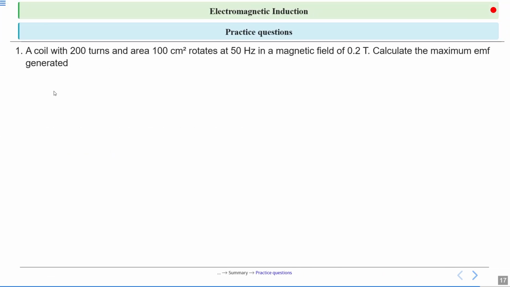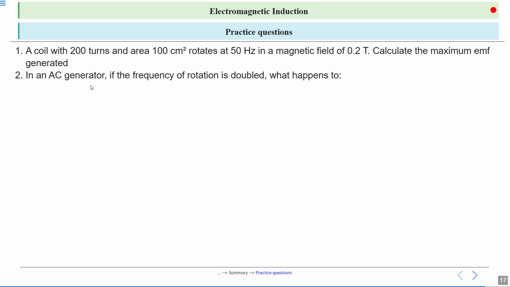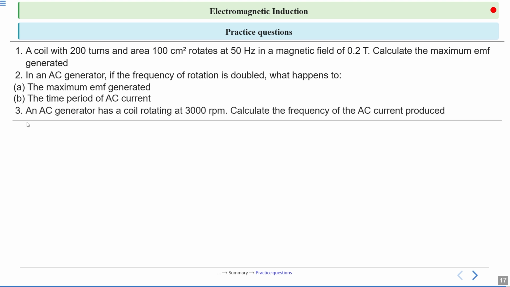So there are some practice questions you have to do yourself. A coil with 200 turns and area 100 centimeter square rotates at 50 hertz in a magnetic field of 0.2 Tesla. Calculate the maximum EMF generated. Second question, in an AC generator, if the frequency of rotation is doubled, what happens to the maximum EMF generated? Or B part, the time period of the AC current. Third question, an AC generator has a coil rotating at 3000 RPM. Calculate the frequency of the AC current produced.